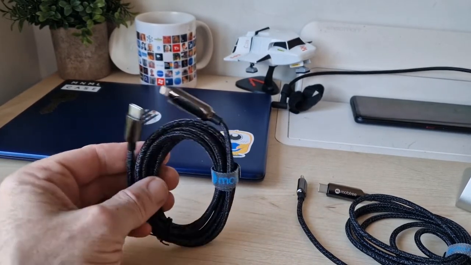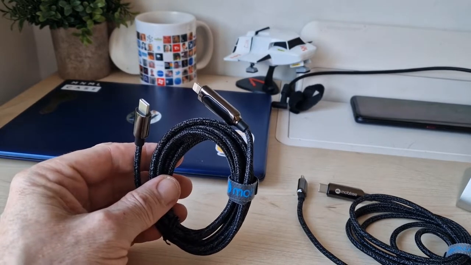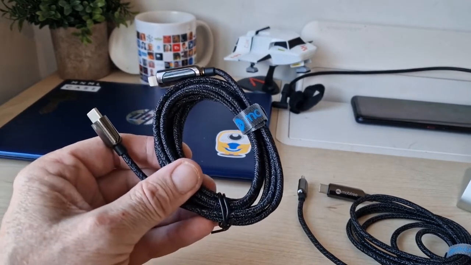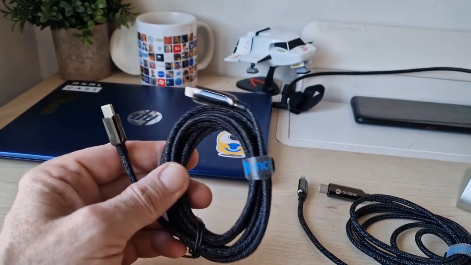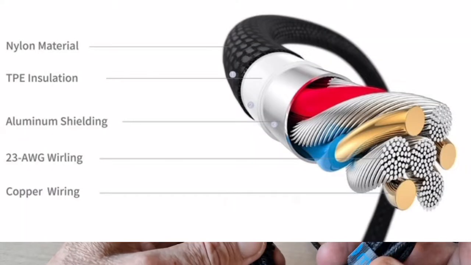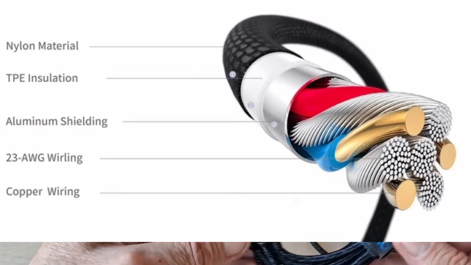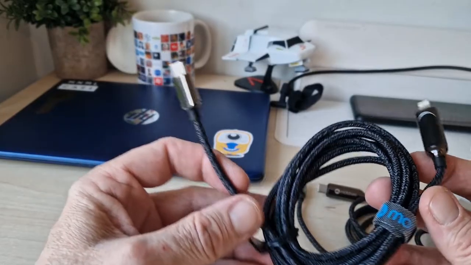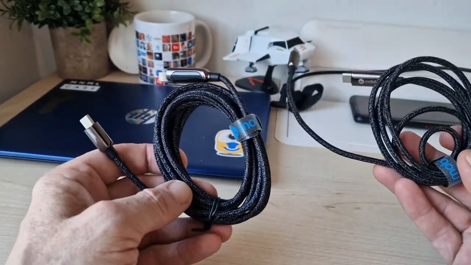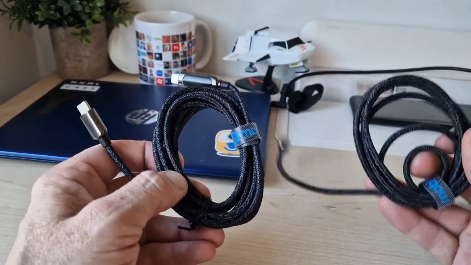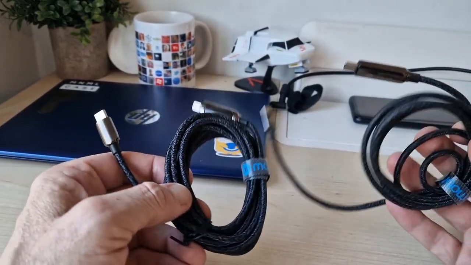And you've got premium zinc alloy connectors as well, which is pretty cool. And that's what they look like there. And they're pretty decent cables too. So you've got nylon material inside, aluminium shielding, 23 AWG wiring, and you've got copper wiring as well. So overall, without even starting up, there's a lot on the cable for its specs, if you want to talk about it that way. But it's what the cables can do.